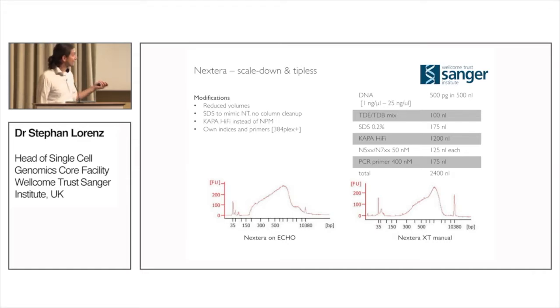And just one example, this is what a library looks like after performing Nextera XT as the manufacturer prescribes it. This is libraries as they come off the Echo in our hands with this protocol. So you can see it's the same performance. This is actually a bit short, so this still needs some cleanup. We're aiming for libraries that start at 300 base pairs and extend to about 1,000 base pairs. But this is just some polishing at the end of the process.